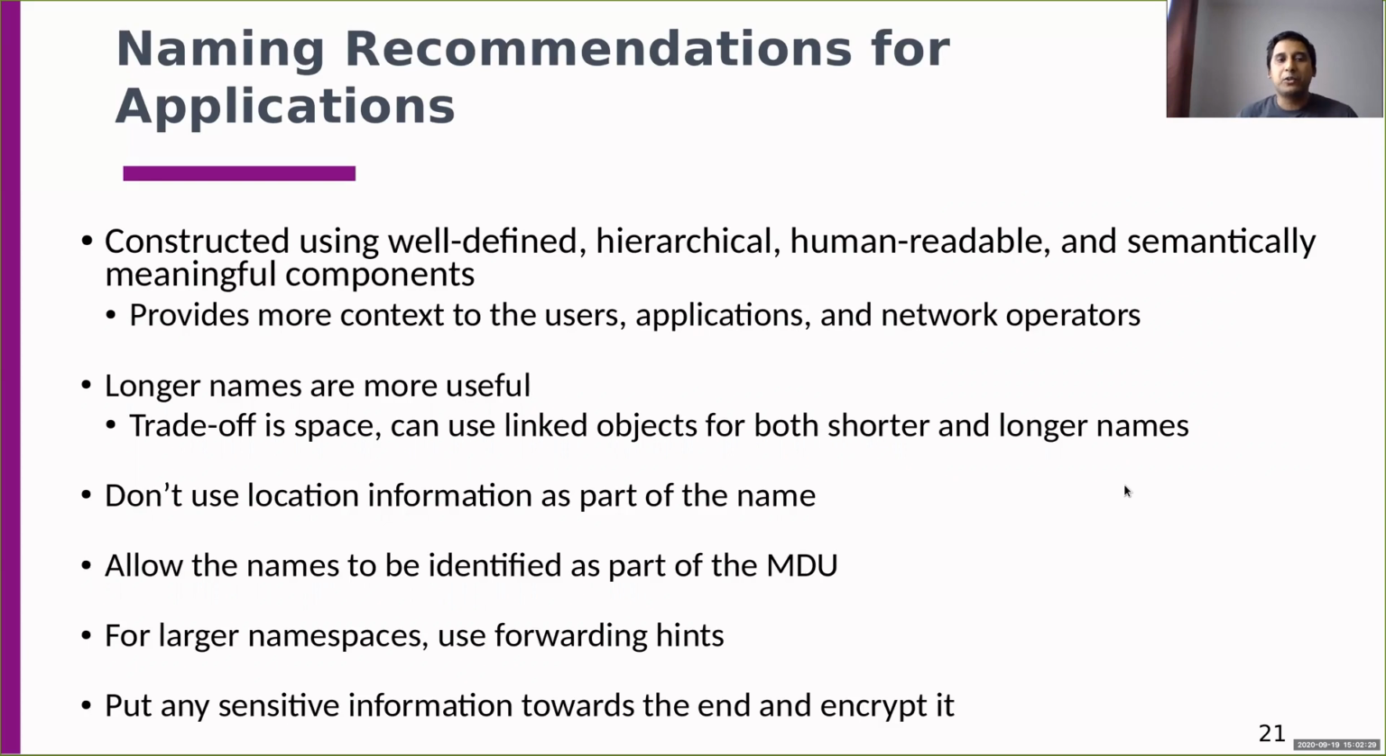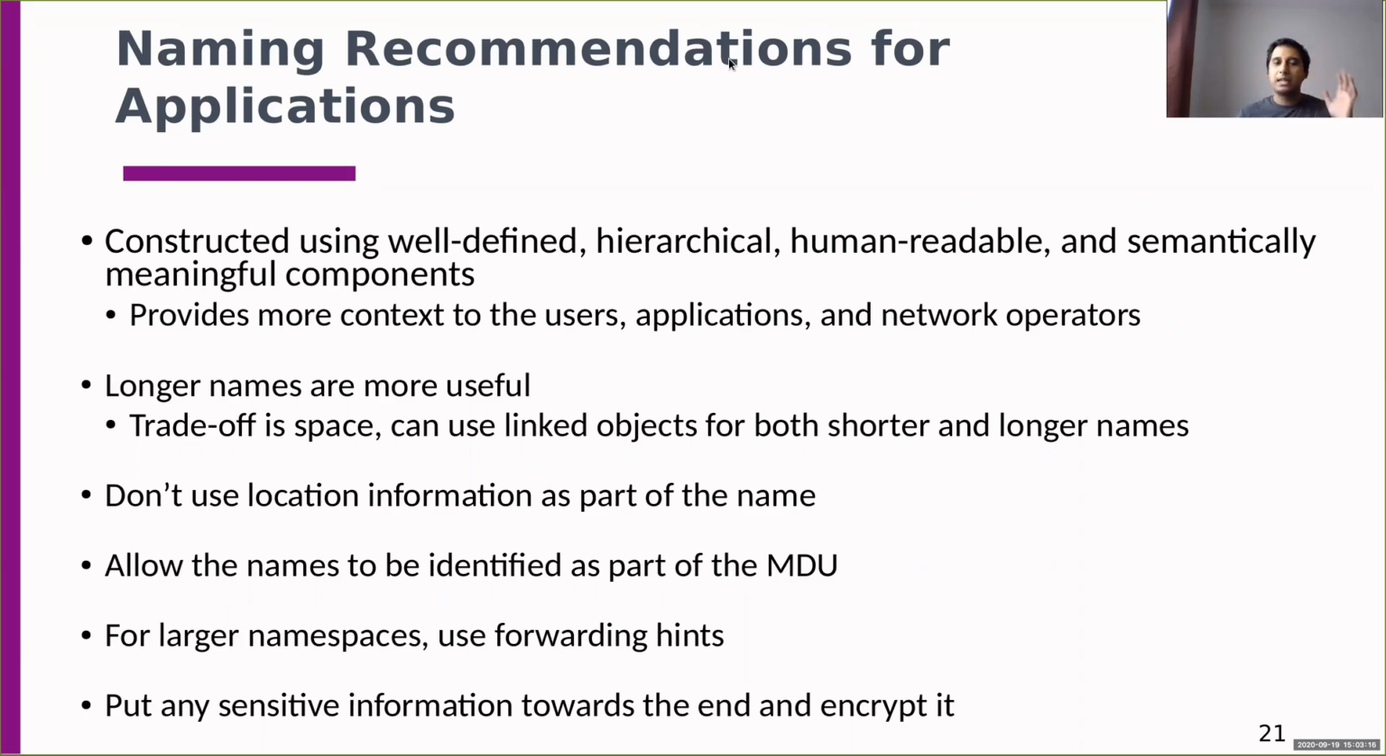The names should be constructed using well-defined, hierarchical, human-readable, and semantically meaningful components, because those provide more context to the users, applications, and the network operators. Longer names are more useful. The trade-off is space. One option is to use a linked object to have two names for the same object. You can have both a shorter and a longer name.